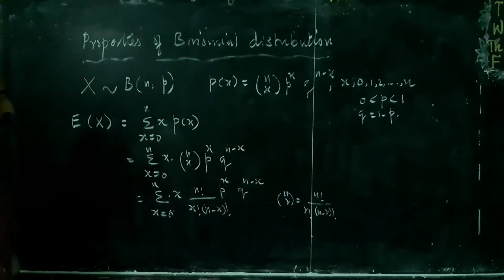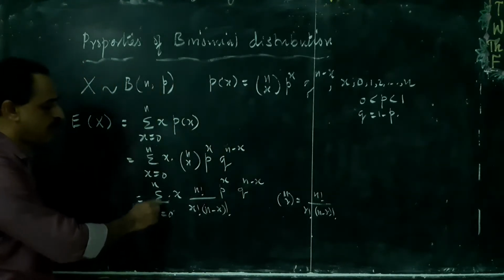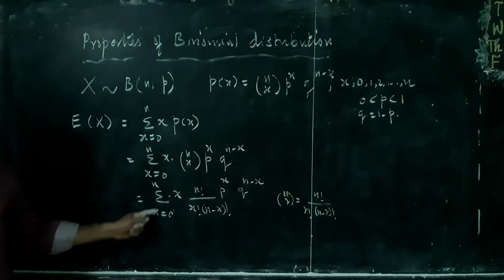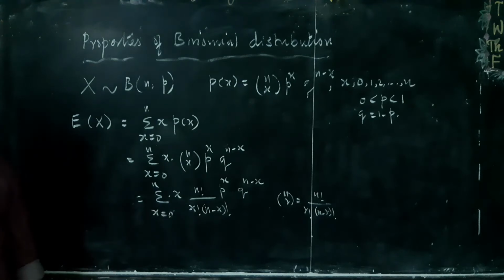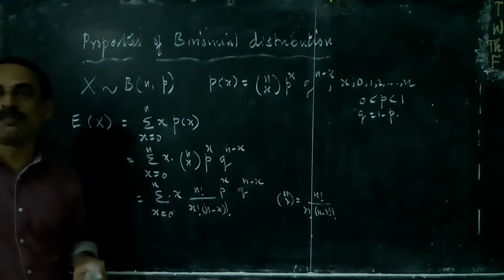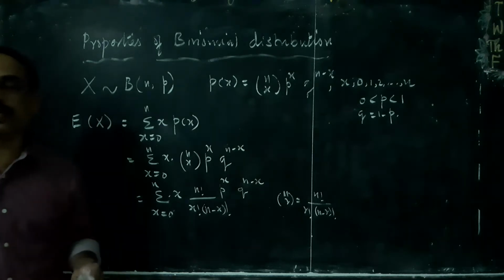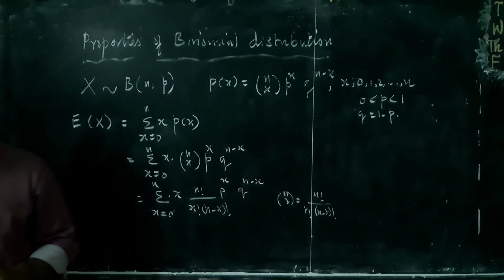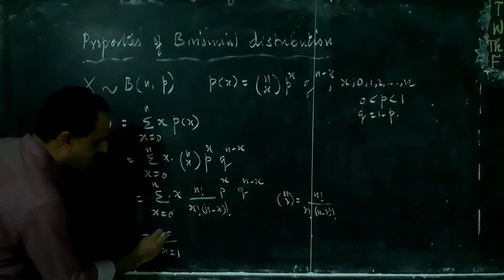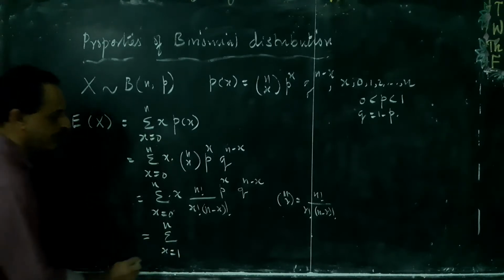Now, you can see that the summation is for x from 0 to n, the values of the variable. But when x is 0, the entire summation term becomes 0 because 0 into n factorial and so on. Therefore, the term will be 0, and the summation is effectively starting from 1 onwards. So we write it as summation x equals 1 to n.